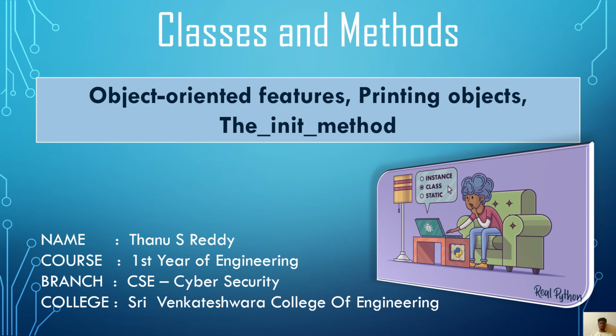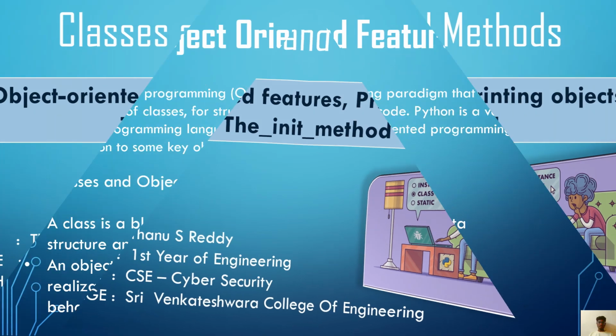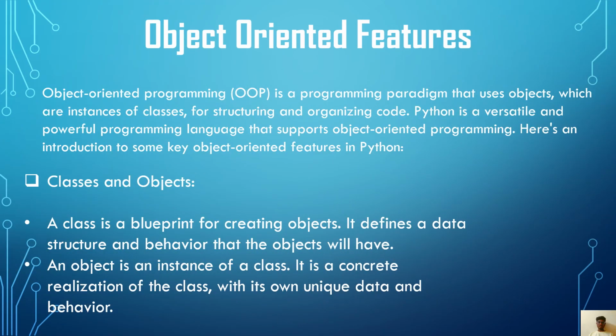I'm going to explain the topic classes and methods. That we are going to learn in classes and methods: object-oriented features, printing objects, and the init method. Let us learn about object-oriented features.